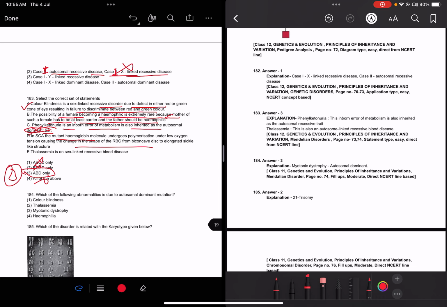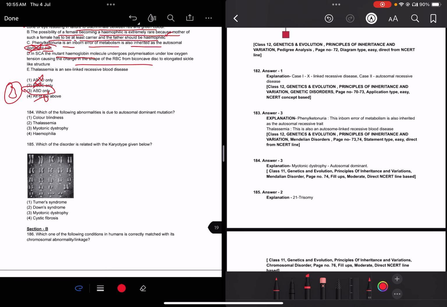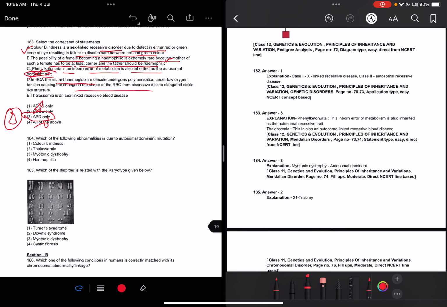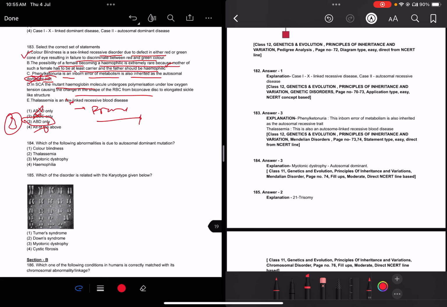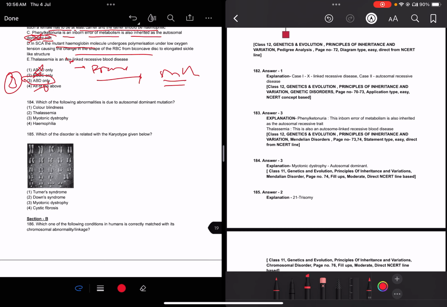Next, in sickle cell anemia, you can read all the correct options. And E: thalassemia is an X-linked blood disorder due to frame shift mutation. Thalassemia is an autosomal disorder, not a sex-linked disorder.